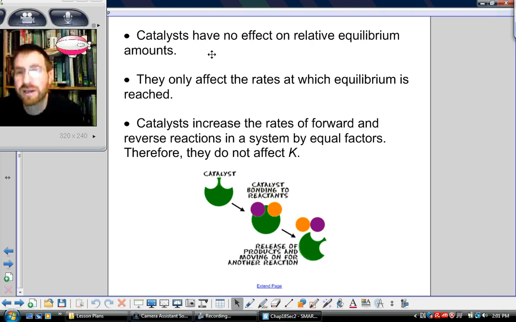Catalysts have no effect on relative equilibrium amounts. They only affect the rates at which equilibrium is reached. Catalysts increase the rates of forward and reverse reactions in a system by equal factors. Therefore, they do not affect K.